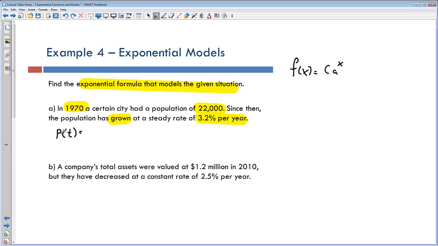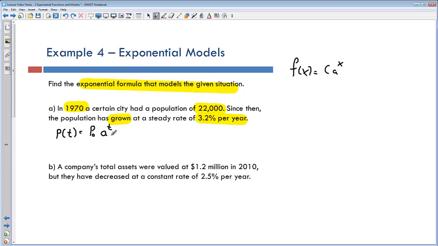P stands for population, t stands for time, and I probably write this as P naught, because P naught is the initial population, and we do this a lot in physics and chemistry. We use this little symbol naught to mean the initial whatever, and then I would use times a to the t. I like to mix it up a little bit and try to make my variables and constants reflect the problem that I'm working with.